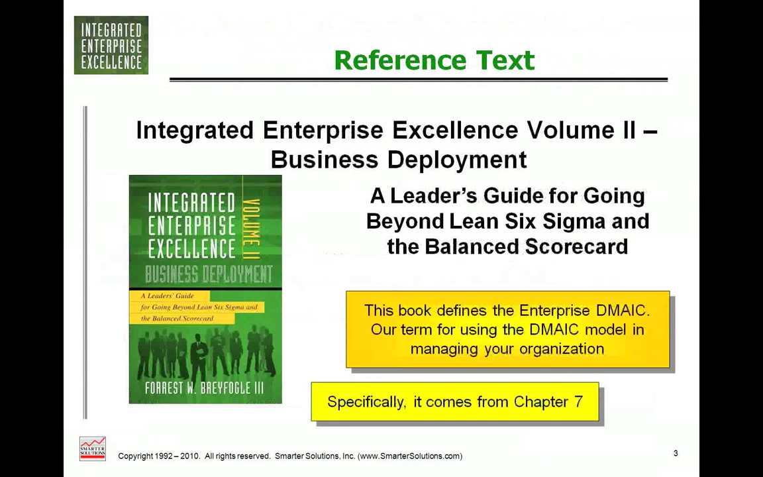Well, hello everybody. Again, this is the third of the series to talk about how Lean Six Sigma belts can use those skills outside of projects. Today, talking about scorecard development. The reference again will be our Volume 2 book that Forrest Breyfogle wrote. It talks about what we call the enterprise DMAIC, and we're going to talk about a piece of that, which is really scorecard building. Specifically, it comes from Chapter 7 in that book.